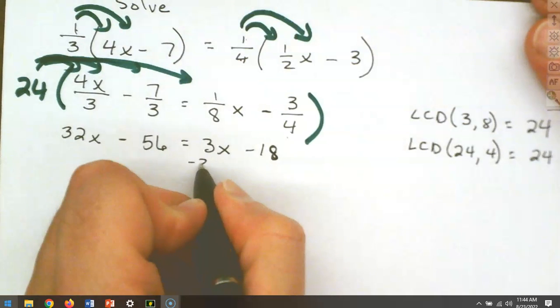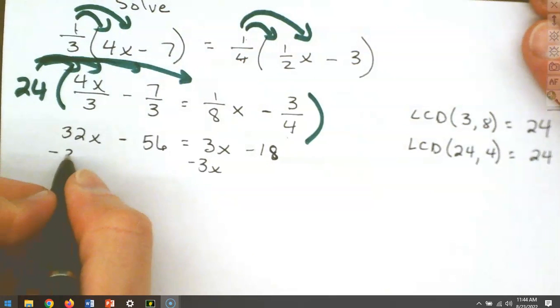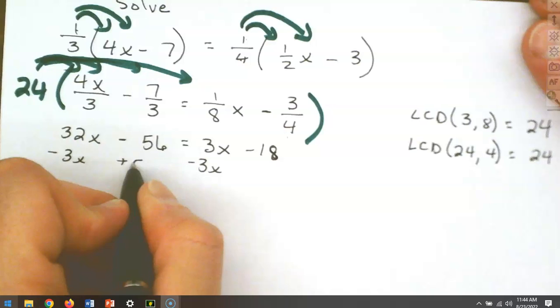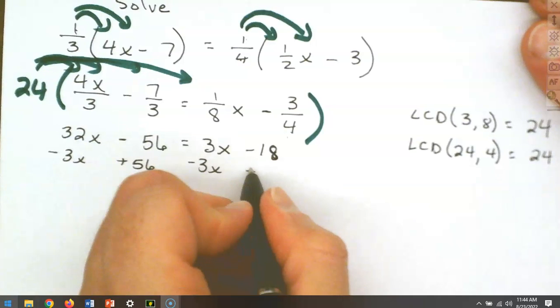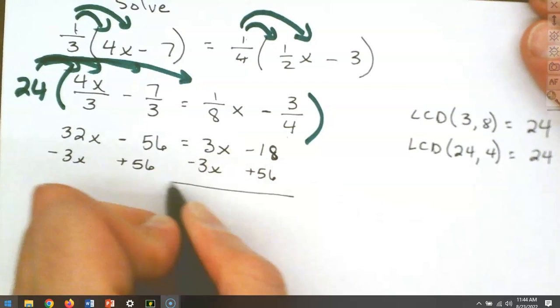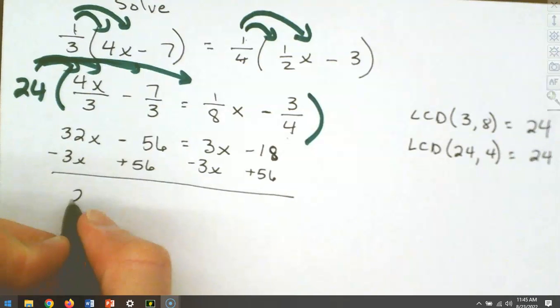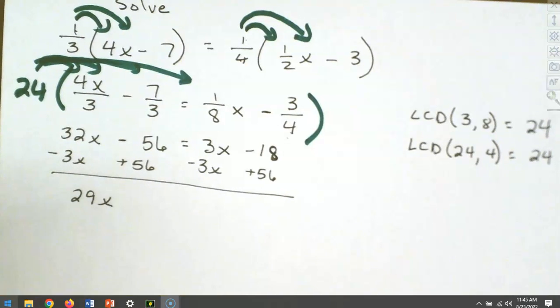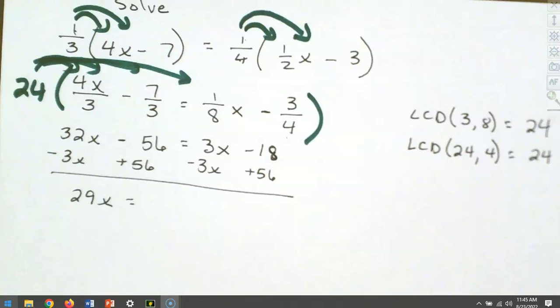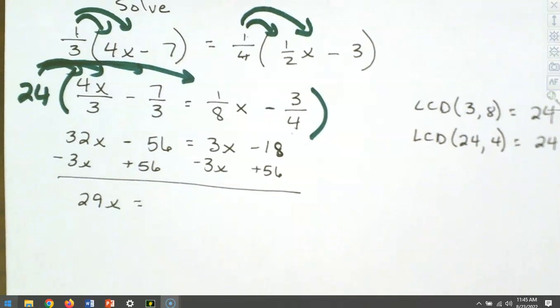So now we move that 3x over. And we add 56. And we've got 32 minus 3. That should be a 29. And again, don't ever hesitate to use a calculator. So 32 minus 3, that makes it a 29. Bring your x down as well. All right. That 56's cancel.